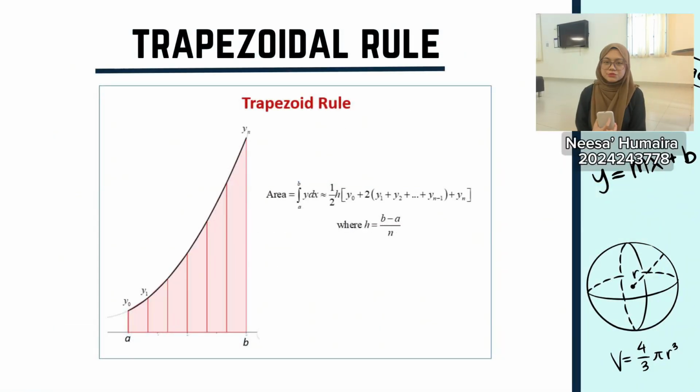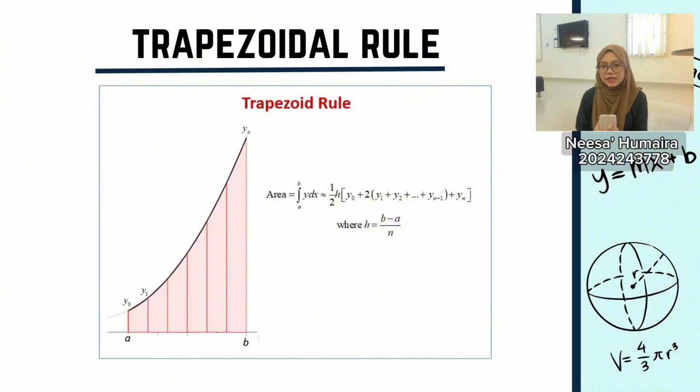First of all, as we all know, the area of a trapezoid is 1/2 times (y0 plus y1) times h. Next, we divide this interval AB into n subintervals with equal width h, where h is (b minus a) over n. Then, the area of the region would be the sum of all the areas that have been divided, which is A1 plus A2 plus A3 and so on.